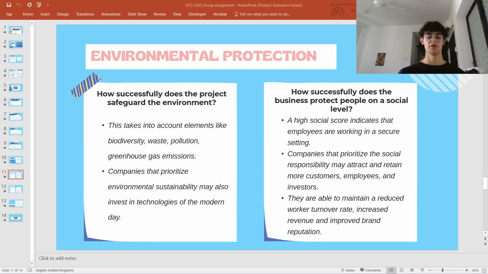How successfully does the business protect people on a social level? Our social score indicates that employees are working in a secure setting. Companies that prioritize social responsibility may attract and retain more customers, employees, and investors. They are able to maintain a reduced work turnover rate, increase revenue, and improve brand reputation.